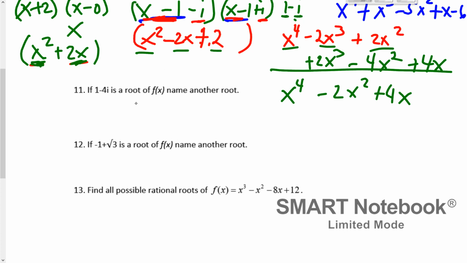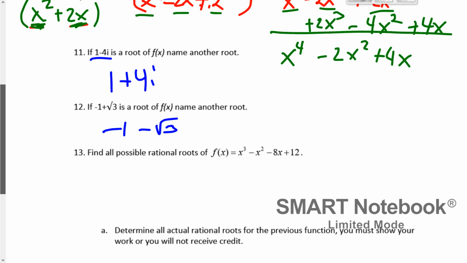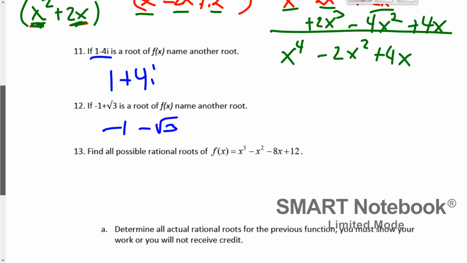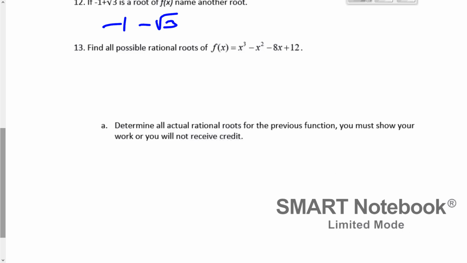Okay, if 1 minus 4i is a root, these probably should have come before number 9 and number 10, but that's okay. So if this is a root, that means its conjugate, 1 plus 4i, is an answer. And if negative 1 plus root 3 is a root, because of that square root, the conjugates are also answers, because whenever you take a square root, you have plus or minus. So minus 1 minus root 3 is also another root. So always, if you have one complex number or one irrational number as an answer, the conjugate is always an answer.